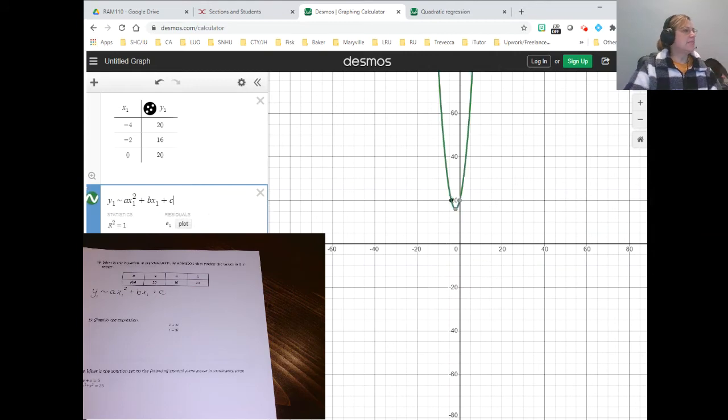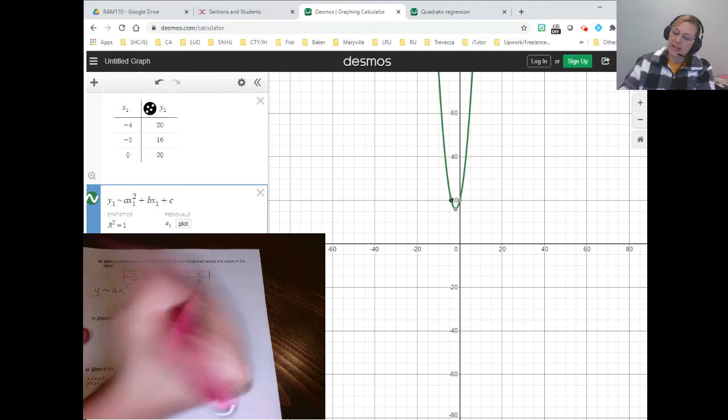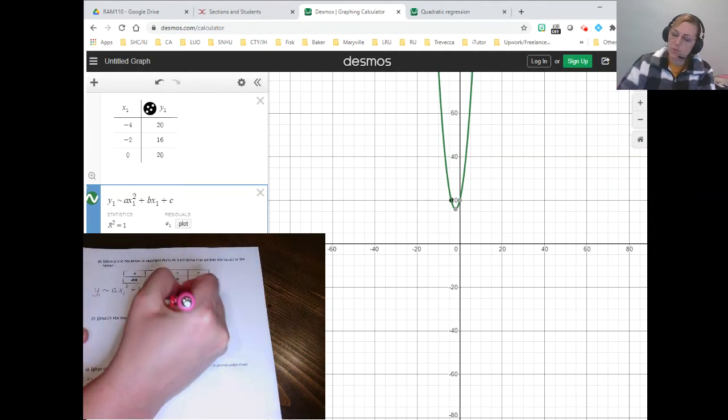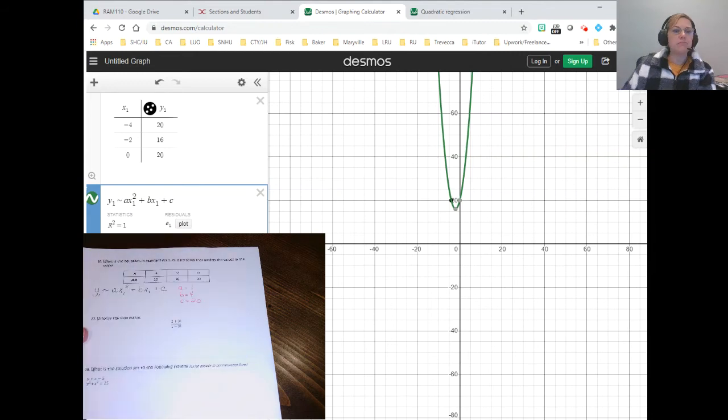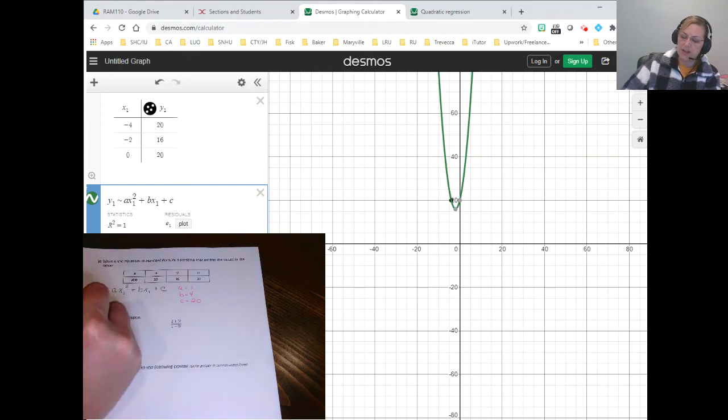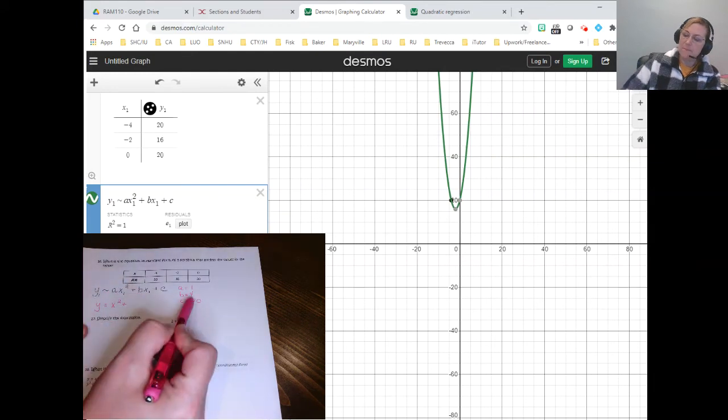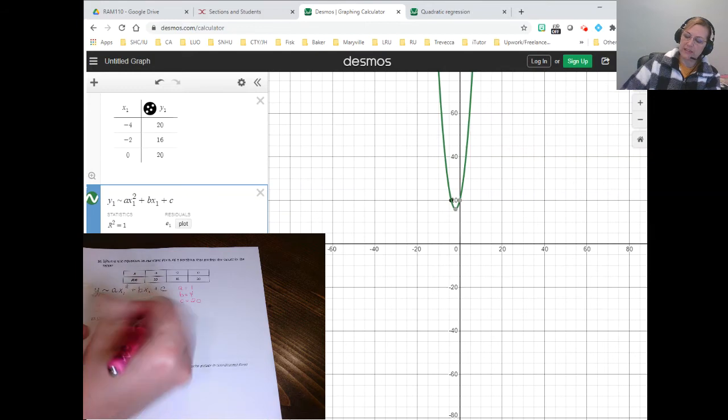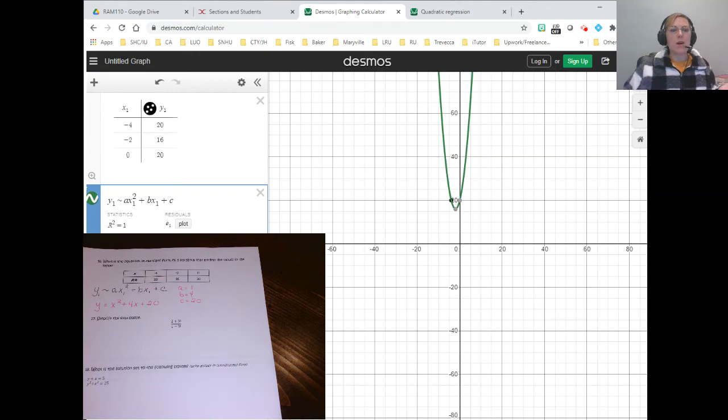Do you see these values down here at the bottom? Tells you A is 1, B is 4, C is 20. I'm going to write those down. A is 1, B is 4, C is 20. Because what I'm going to do is substitute those into my equation. I've got y equals, A is 1, so I've got 1x squared, plus B is 4, 4x, plus C is 20. And there's my equation.